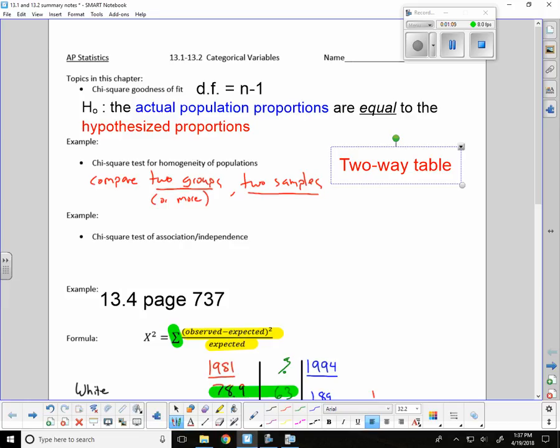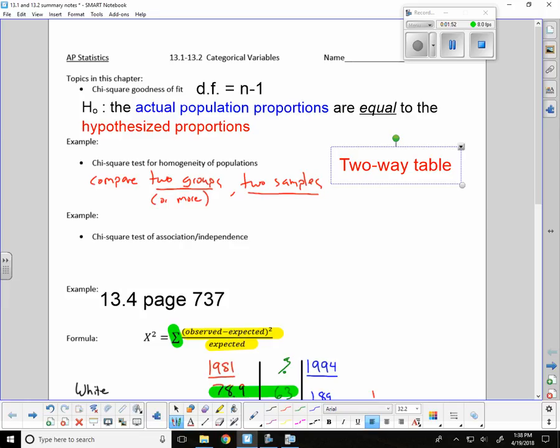So in the first example, we had one sample of 300 that was divided up into different subgroups, okay? And each subgroup was counted up, and we tested to see if that proportion of subgroups changed in another sample. So whether or not they fit what we expected. In this one, we're going to have two separate samples, and we want to compare the samples to see, is there evidence that suggests the two samples are different.